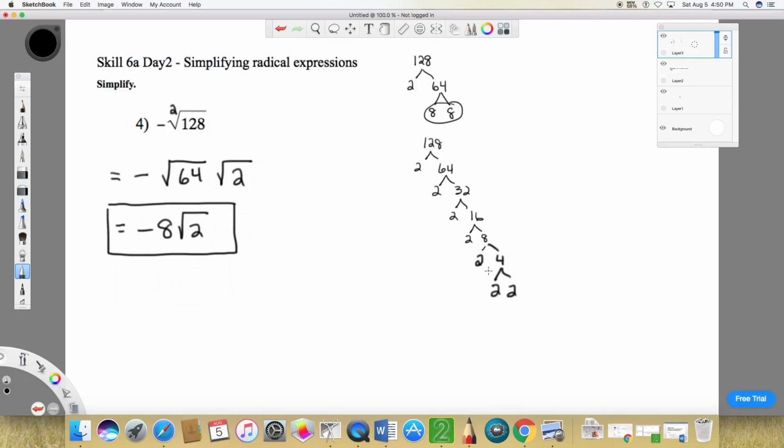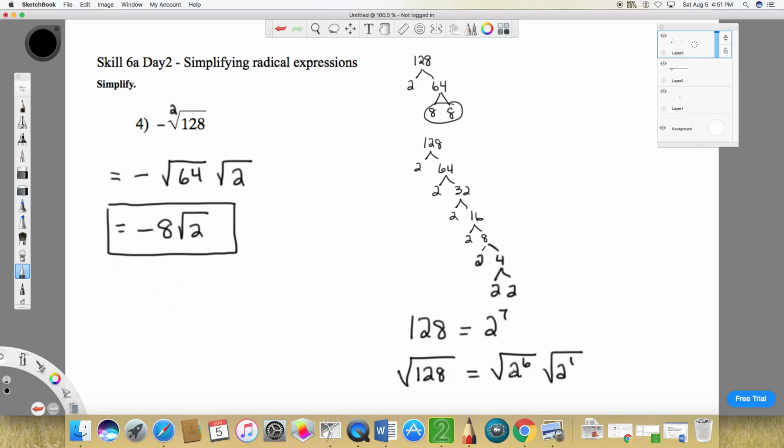So if you count all of these up, 1, 2, 3, 4, 5, 6, 7, 128 is equal to 2 to the 7th power. So when you go to take the square root of 128, when you're trying to break this up, then you've got 2 to the 6th, 2 to the 1st. I can break apart because 6 plus 1 is 7.